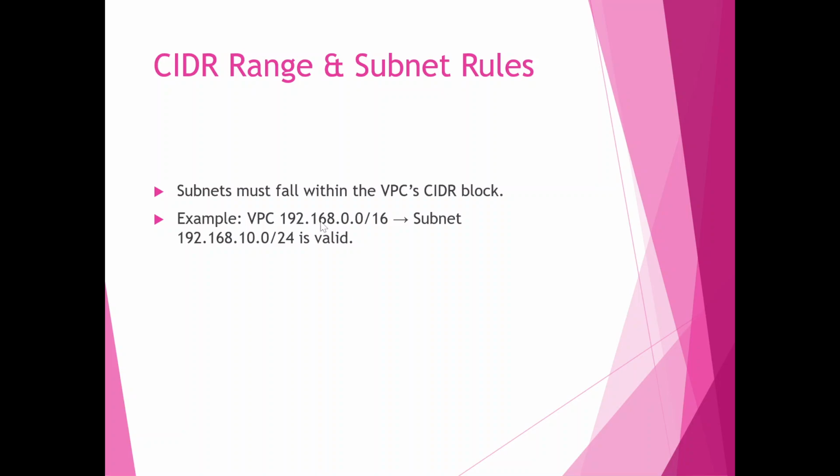So if you see a VPC with 192.168.0.0/16, a valid range for a subnet is 192.168.10.0/24. A valid subnet size must be between /16 and /28.